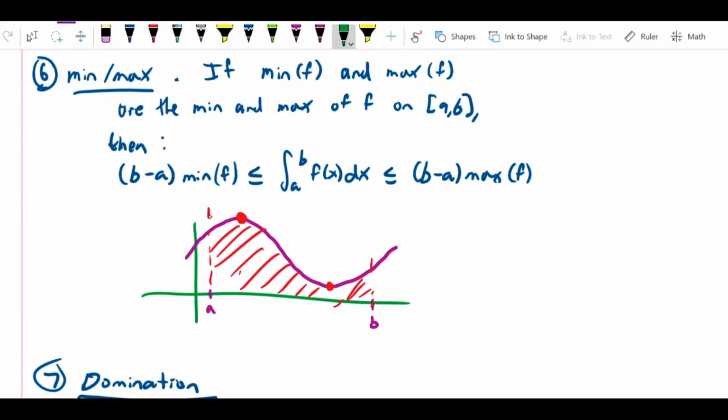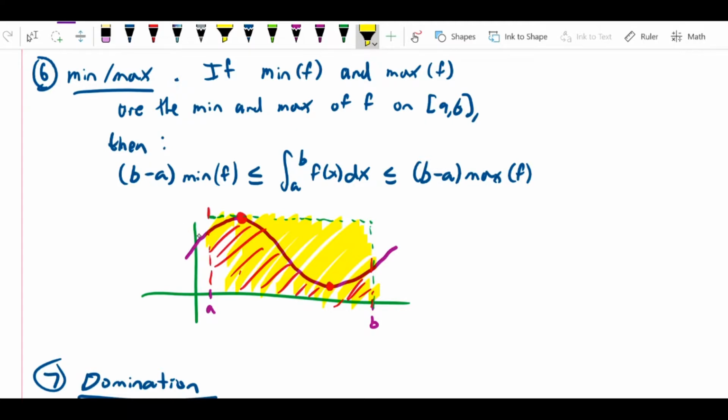Let's suppose that instead I calculated the area of the rectangle whose width was ab and whose height was given by the highest point, the maximum of the function on that interval. In other words, I'd get this yellow rectangle. So what we know is that the striped red area under the curve has to be less than the area of the yellow rectangle.